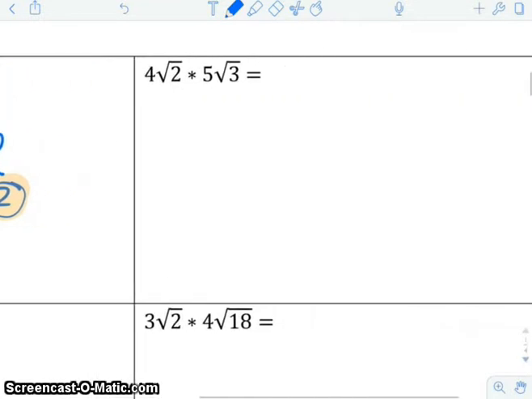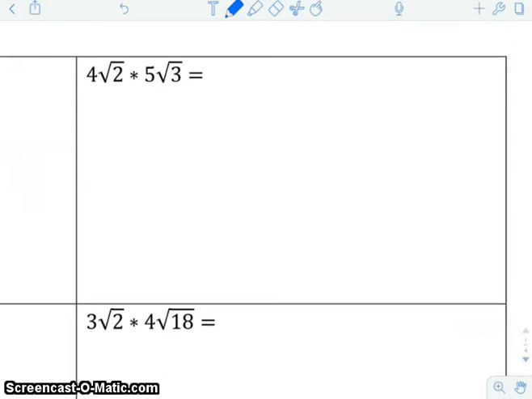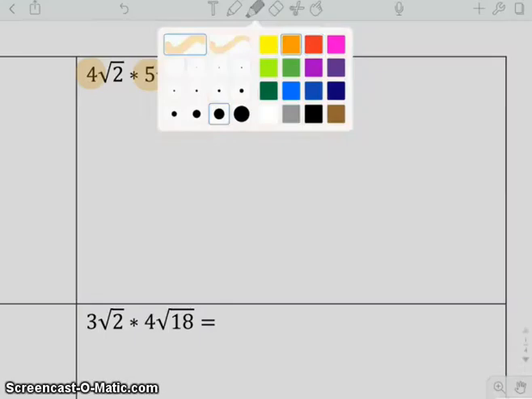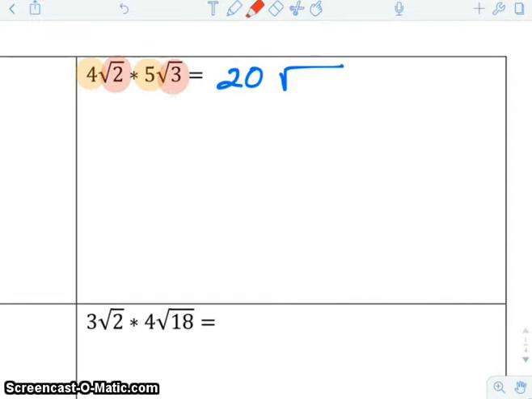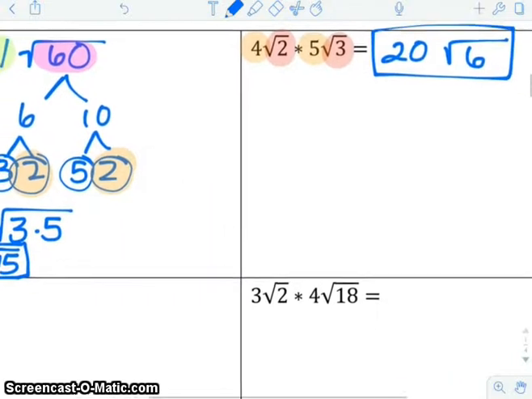Let's look at another example. If I have 4 radical 2 times 5 radical 3, I multiply coefficient times coefficient, so 4 times 5 gives me 20. And then I multiply radicand times radicand. 2 times 3 gives me 6. I must simplify. If I try to break down 6, I notice right away 3 and 2, neither of those have buddies. Nothing can be simplified, so this in fact is my final answer. That's possible. So in this case, we were able to simplify. In this case, we were not.